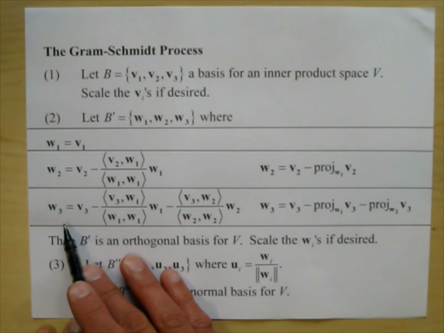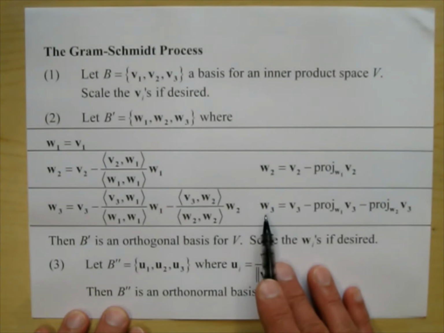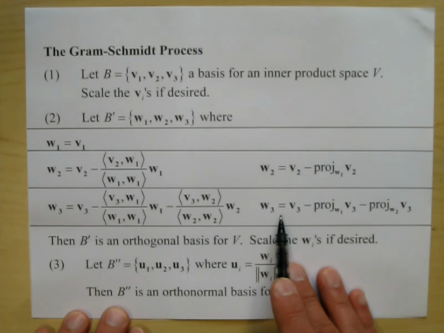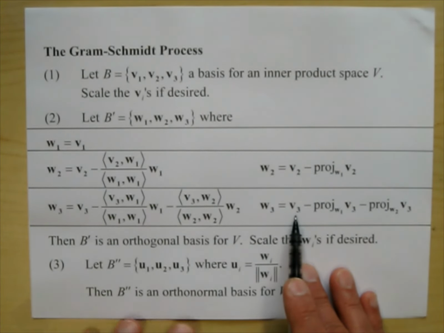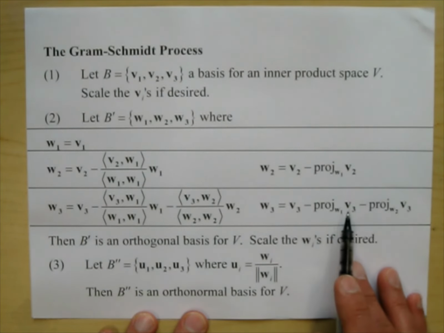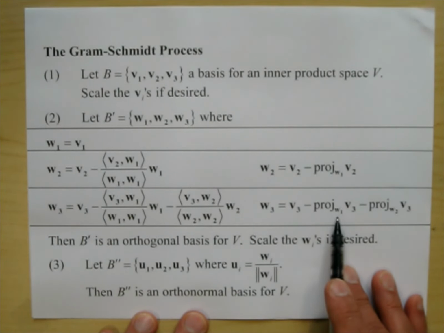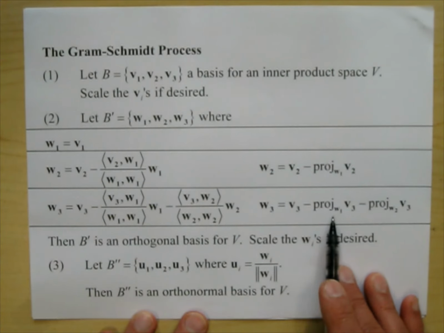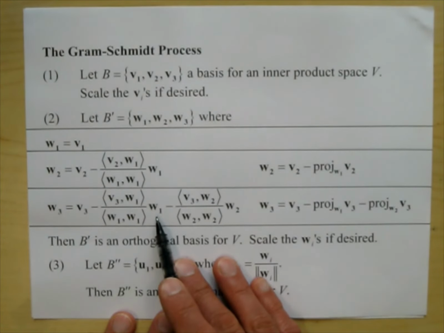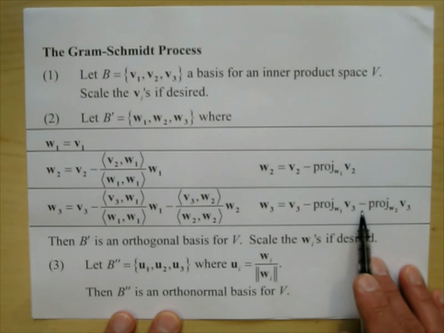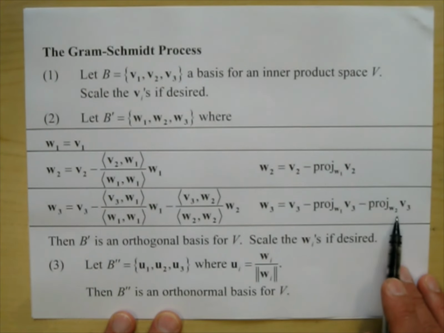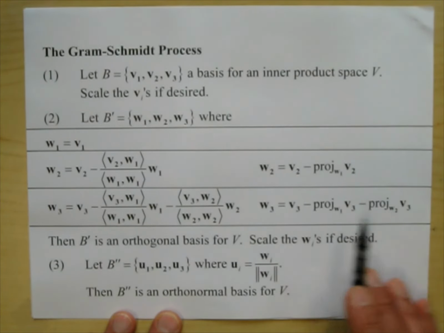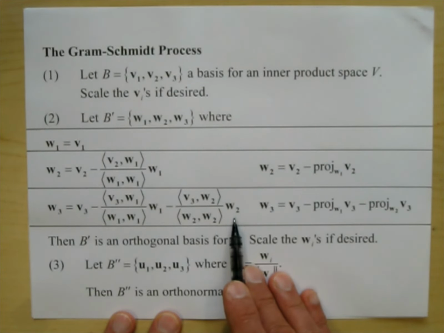Now, here's where we keep going. W3 equals V3 minus the projection of V3 onto W1. So we're getting it all squared up. We're getting it orthogonal with W1 first, and then we go minus the projection of V3 onto W2. So then we are taking that and getting it orthogonal to W2.